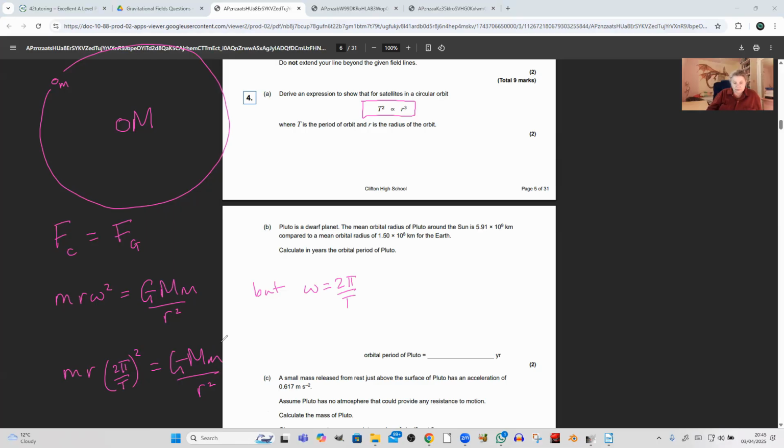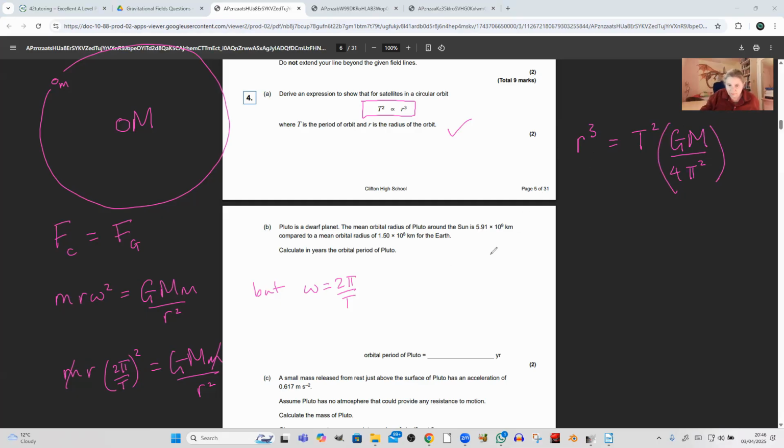Right, now I can cancel my little m's. I'm going to put my r's up on the left, my T squared up on the right, and let's put everything else on the right. So I've got r cubed on the left is equal to, and I've got T squared on the right, and I've got G big M over 4 pi squared. Okay, and that's my proportionality constant. So I've shown that r cubed is proportional to T squared, which is this one. Okay, that is one of the derivations that you absolutely need to be able to do. The other one is the escape velocity thing.